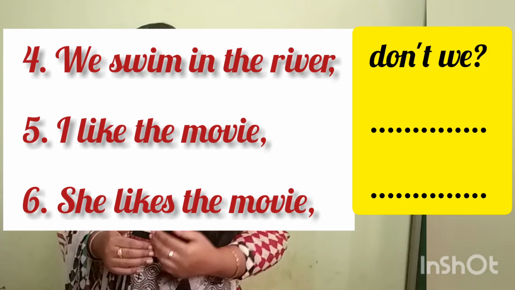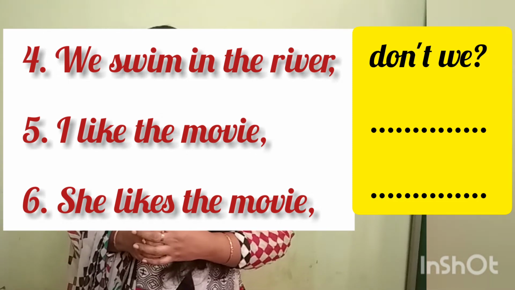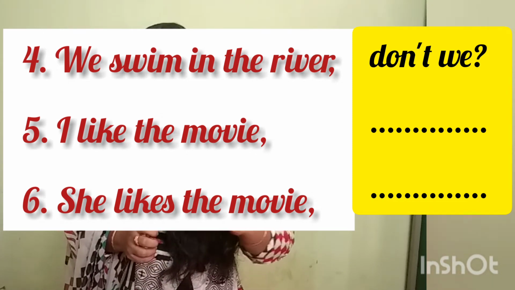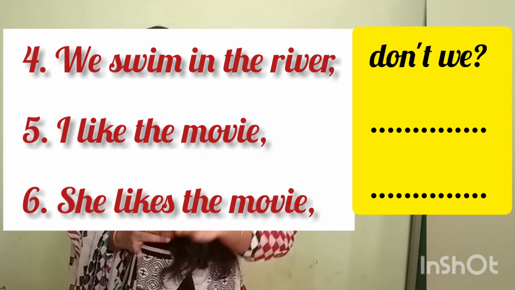Next one is we swim in the river. Swim is again a present form. So present formல swim இருக்கு. அப்ப we தான் இருக்கு. I, we, you, they அப்படின்னா we have to use do. அப்ப don't we. So simple.